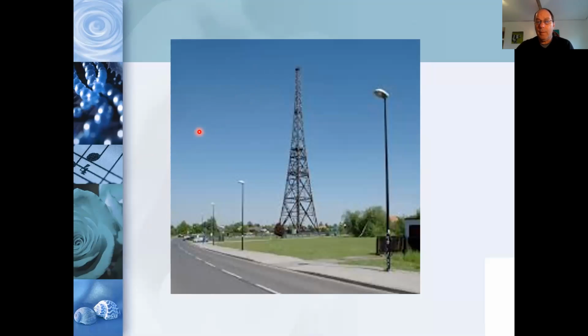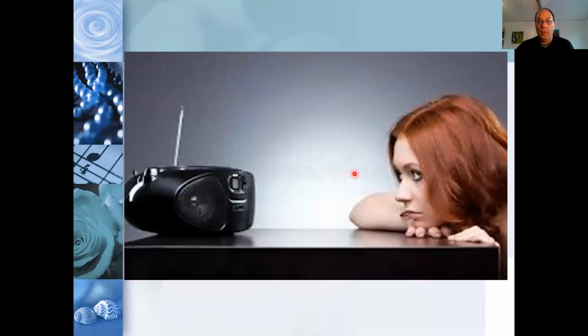We can't see it, but we know it's there. And how do we know it's there? Well, really simple. We turn on our radio. The signal has bounced from that tower and hit the antenna, which receives the signal. We call that a radio receiver.